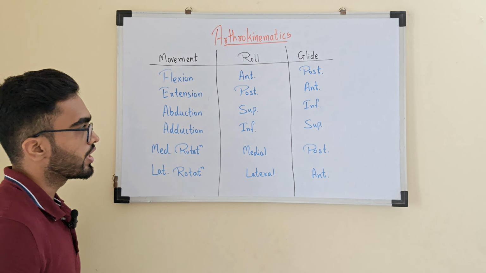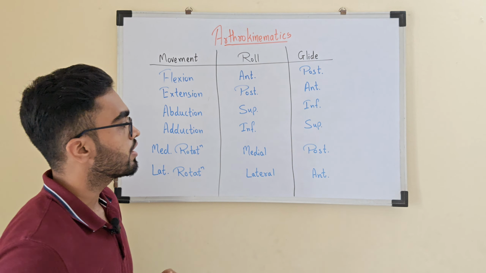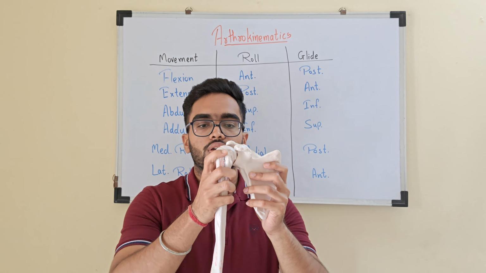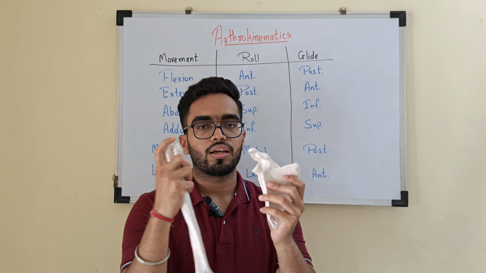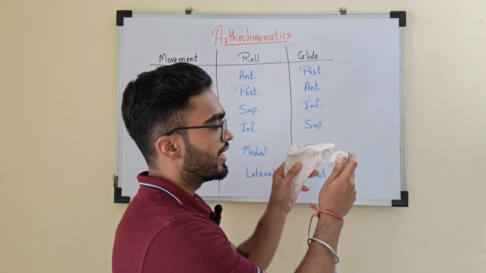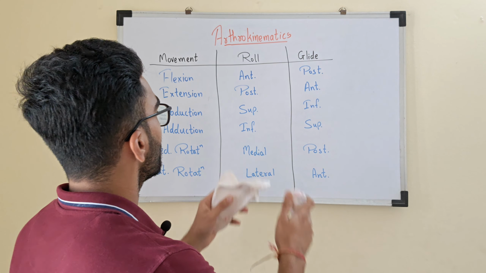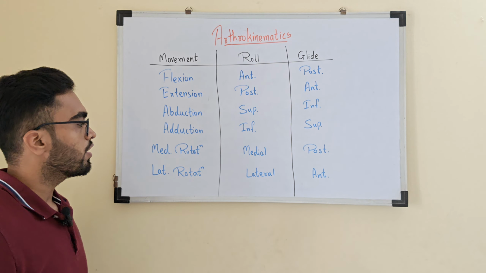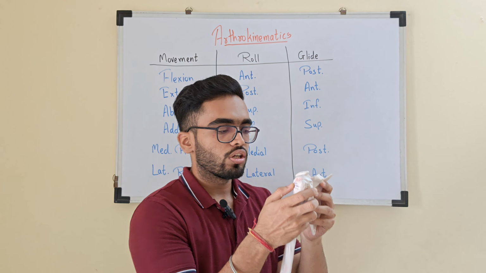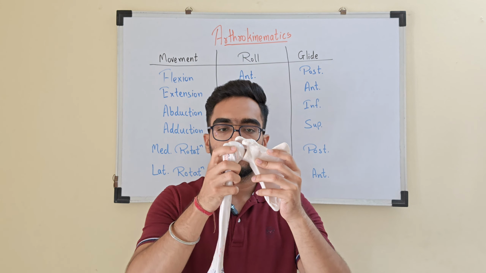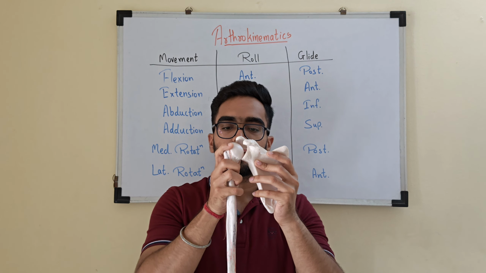Now, medial and lateral rotation. In medial rotation, the roll is in medial direction while the glide is posteriorly. So, medial rotation, the roll is in medial direction while the glide, you can see it is gliding posteriorly. And similarly, for lateral rotation, the roll is in lateral direction while the glide is in anterior direction. So, lateral rotation, you can see it is gliding in anterior direction.